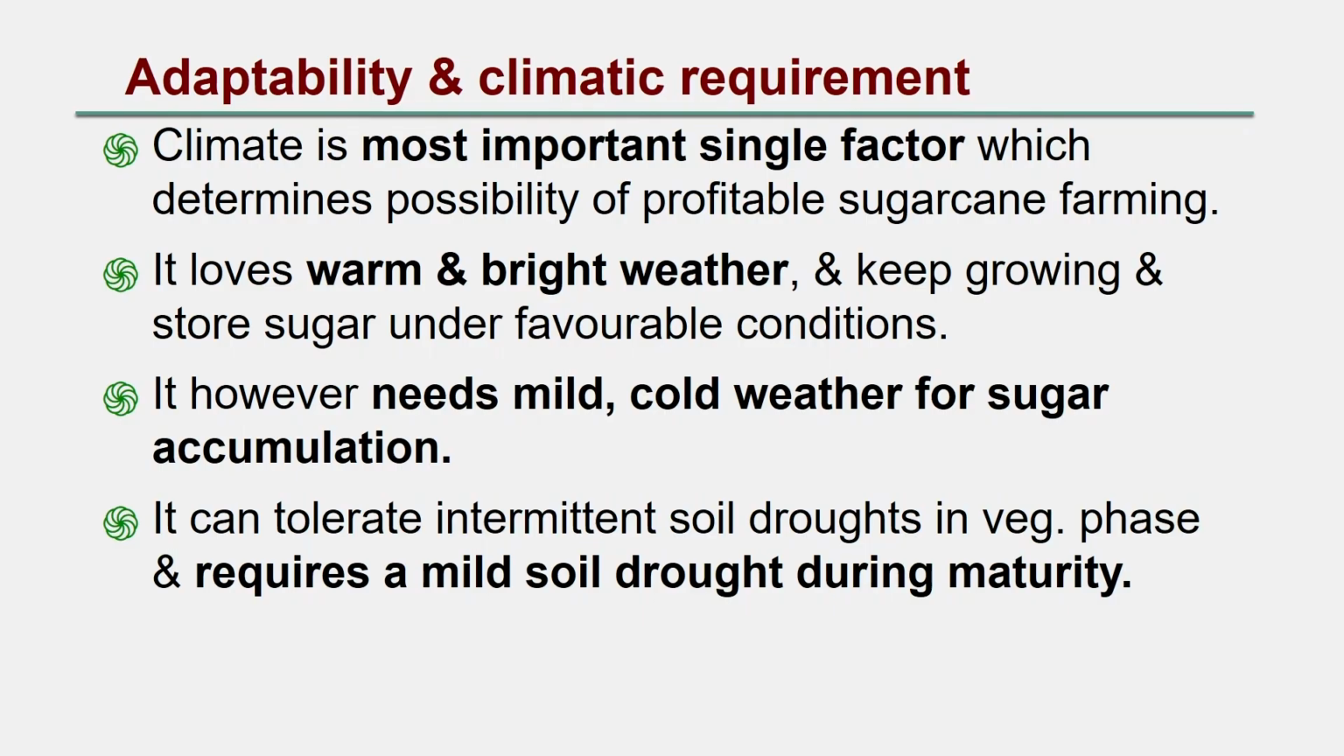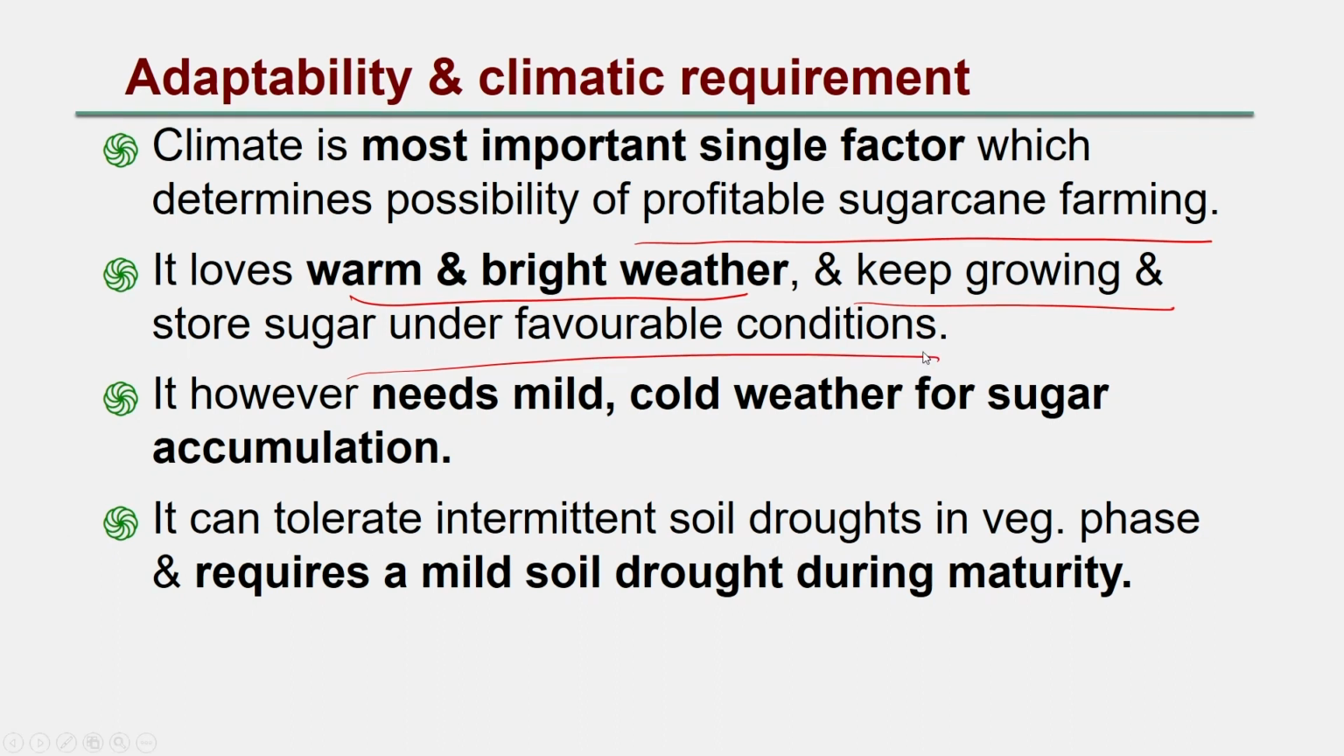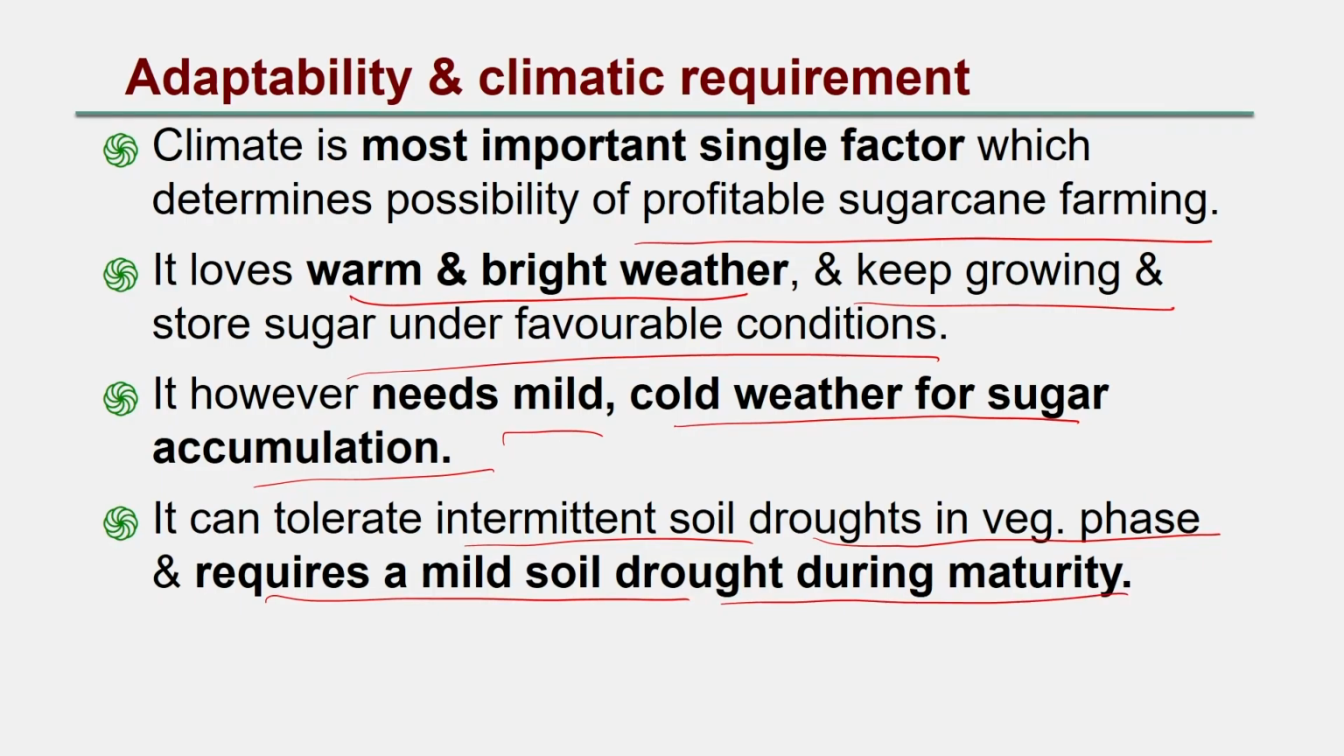Now, adaptability and climatic requirement for sugarcane crop. So, climate is most important single factor which determines possibility of a profitable sugarcane farming. It loves warm and bright weather and keeps growing and stores sugar under favorable conditions. It, however, needs mild cold weather for sugar accumulation. It can tolerate intermittent soil droughts during vegetative phase and requires a mild soil drought during maturity.